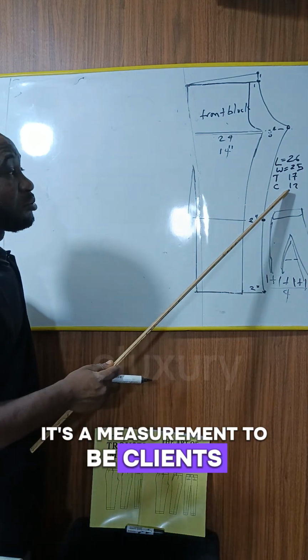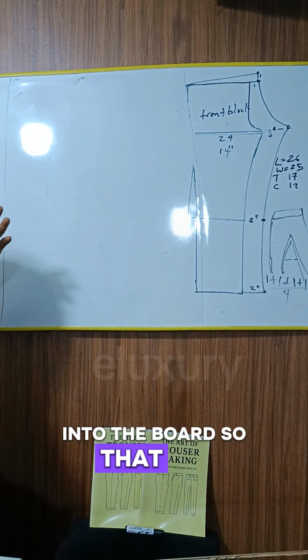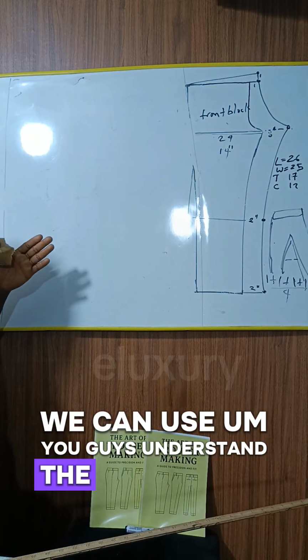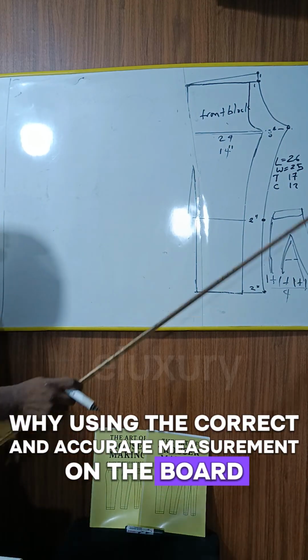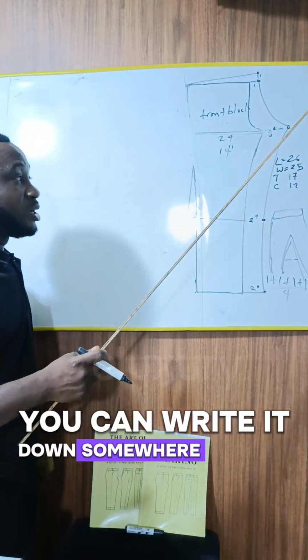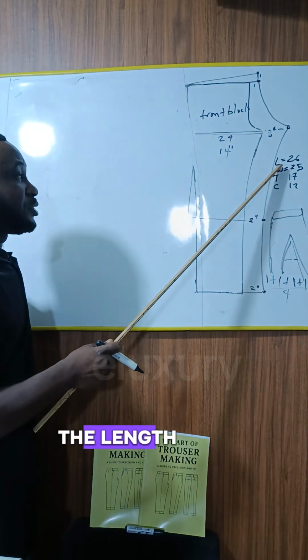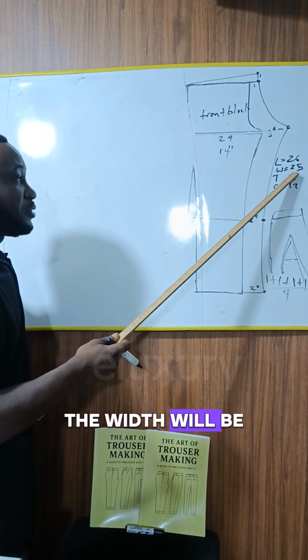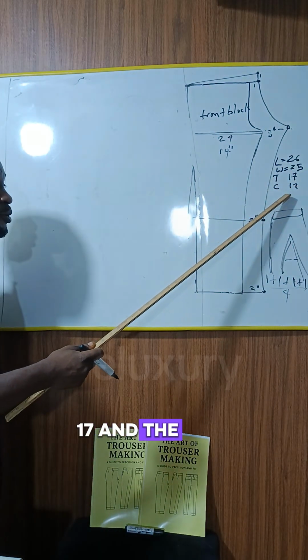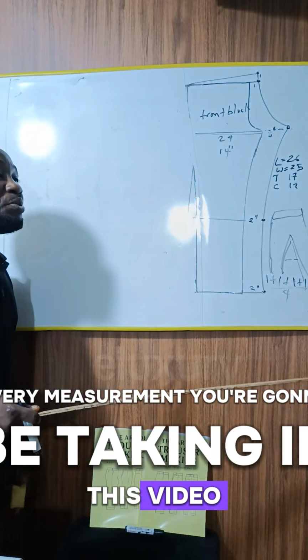It's a measurement for a client, but we are using a measurement that will fit into the board so that you guys can understand the proportion while using the correct and accurate measurement on the board. So the length of the trouser we're going to be using, you can write it down somewhere because we might be doing a little calculation. The length of the trouser will be 26, the waist will be 25, the thigh will be 17, and the calf will be 12. Every measurement you're going to be taking in this video will be in inches.